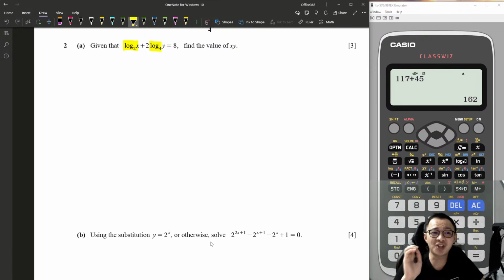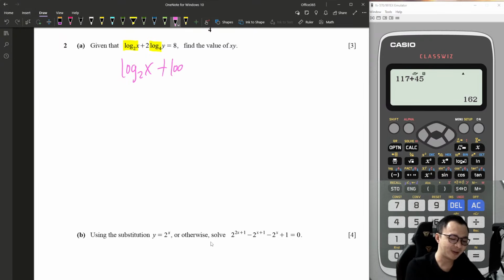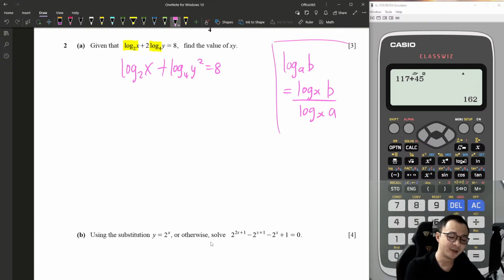But whenever I want to change base, I want to make sure in front of my log there is no other number at all. In this case, I have a 2 there. I need to throw it up and make it a power, isn't it? So I rewrite something like this: plus log base 4 of y squared equals 8. Now I want to change the base. So log base a of b equals log base c of b over log base c of a. I can change to any base I want, b on the top, a at the bottom. So this is the formula for changing base.